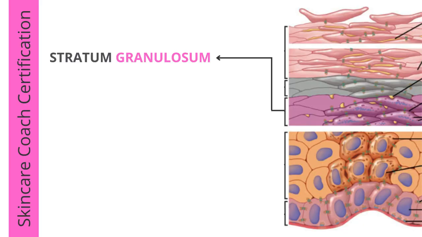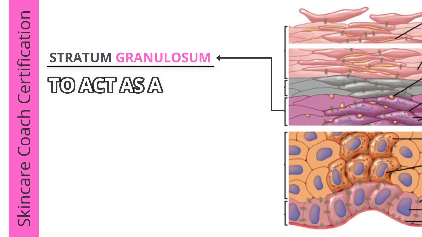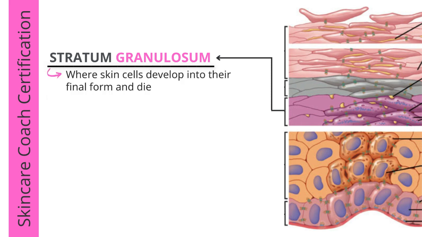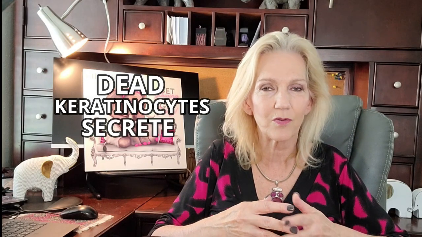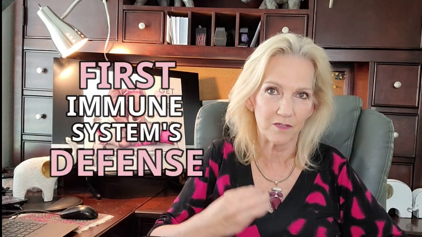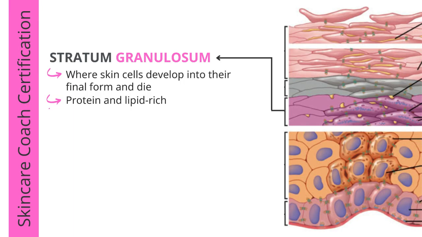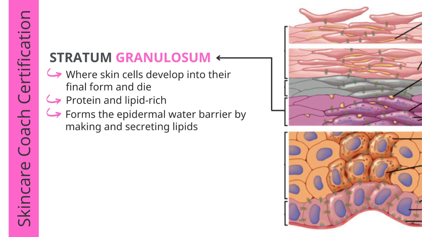The next layer is a bit of a mouthful, I'll admit that. It's the stratum granulosum. The function of the stratum granulosum is to act as a transitional layer where keratinocyte skin cells develop into their final form and die. Within this layer, the dead keratinocytes secrete defensins, which are part of our immune system's first line of defense. This layer is made up of proteins, and it's fat-rich, lipid-rich. It's responsible for the formation of the epidermal water barrier by making and secreting lipids, fats.